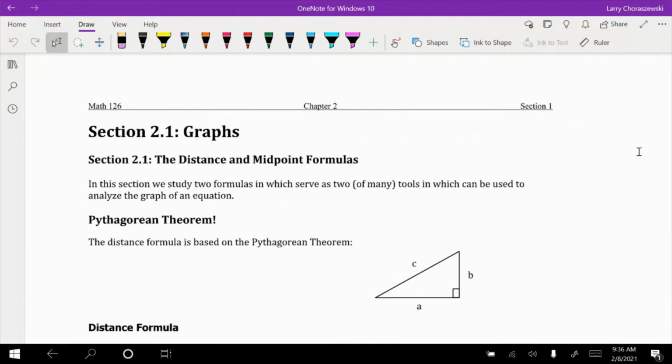All right, so we'll start chapter 2 right now. We'll keep ourselves on pace. And chapter 2 is significantly shorter than chapter 1.